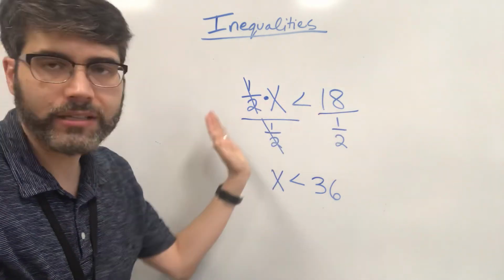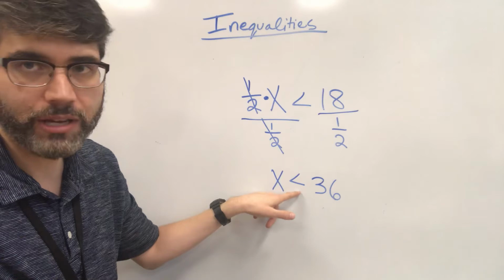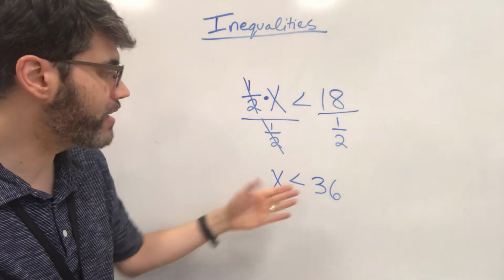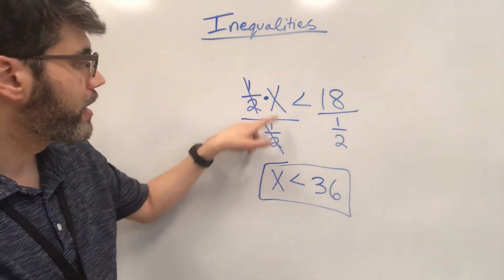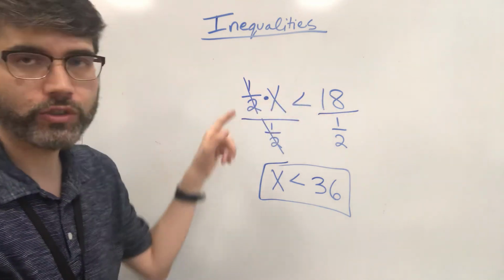If there was an equal sign here, everything that we just did would be the exact same. We would have done the exact same things to everything, and this would be an equal sign, and this would be an equal sign. But since we have x as less than, we keep that less than, and then this is our answer. Meaning, any number that is less than 36 will make this inequality true.